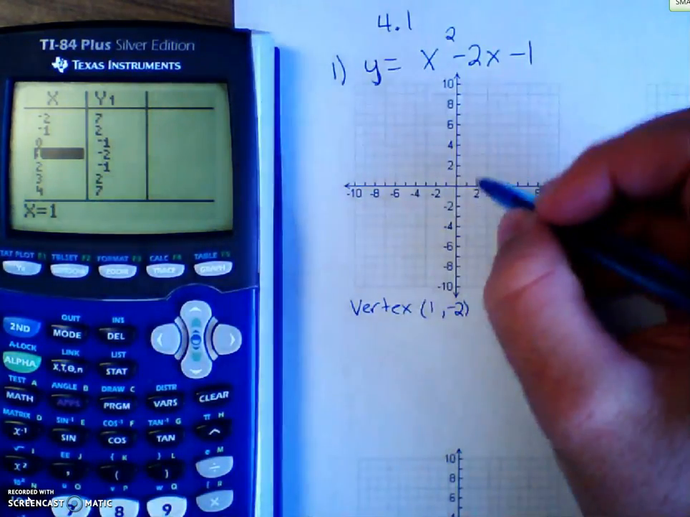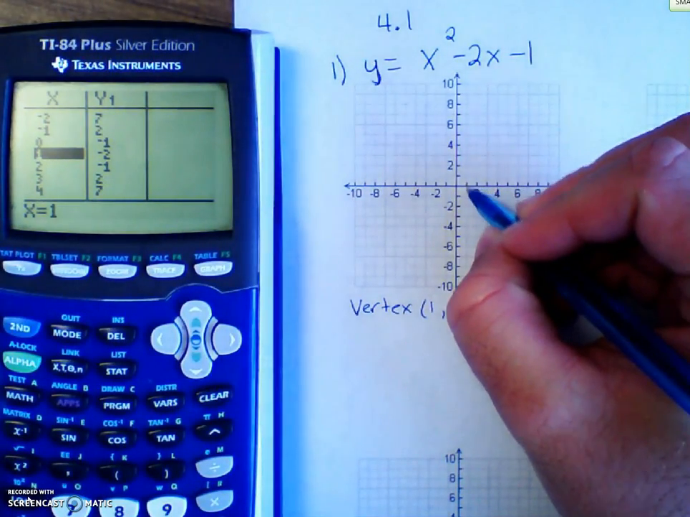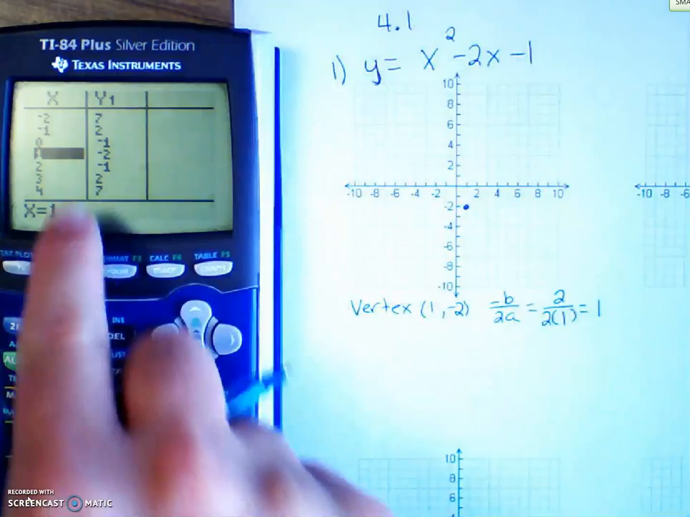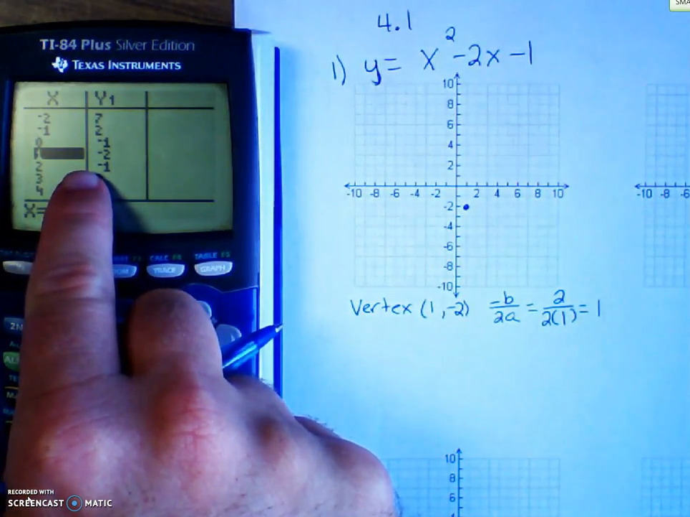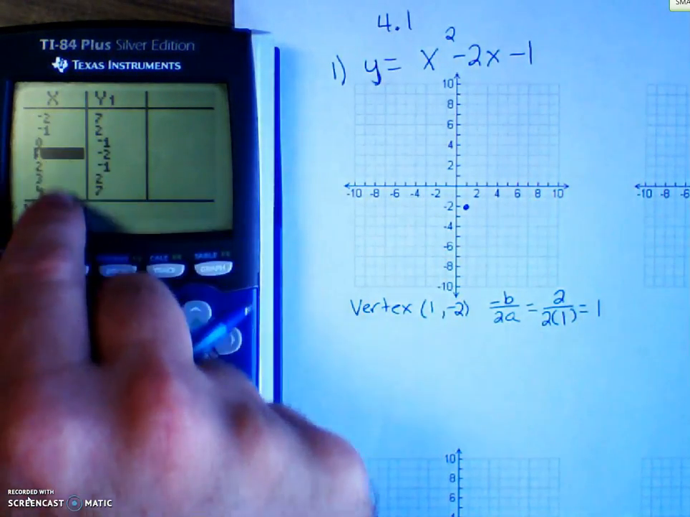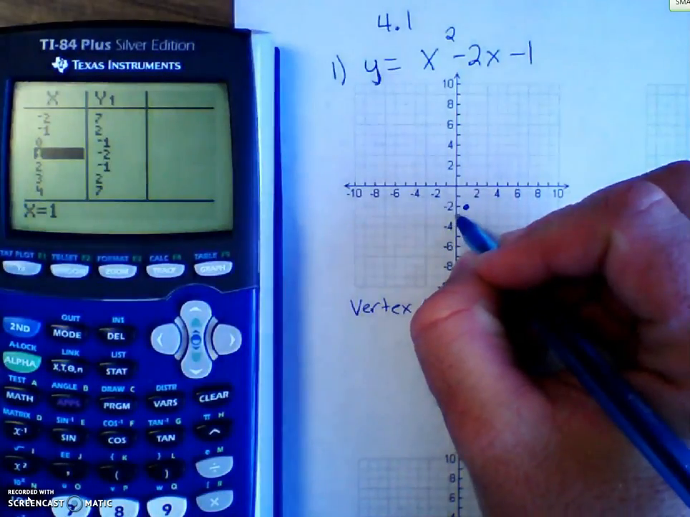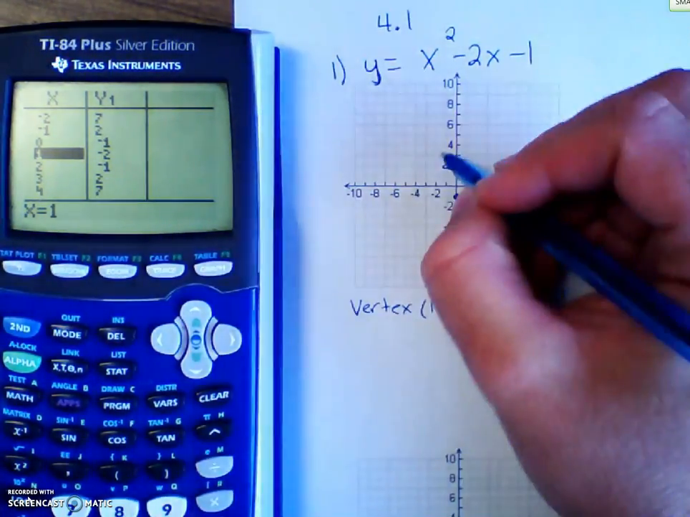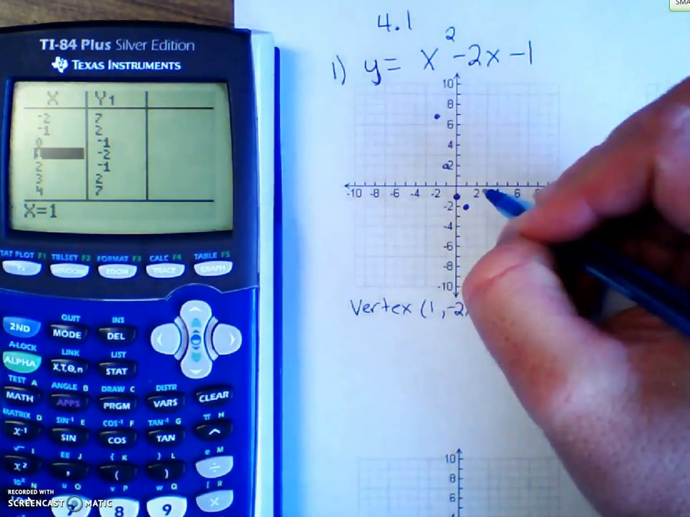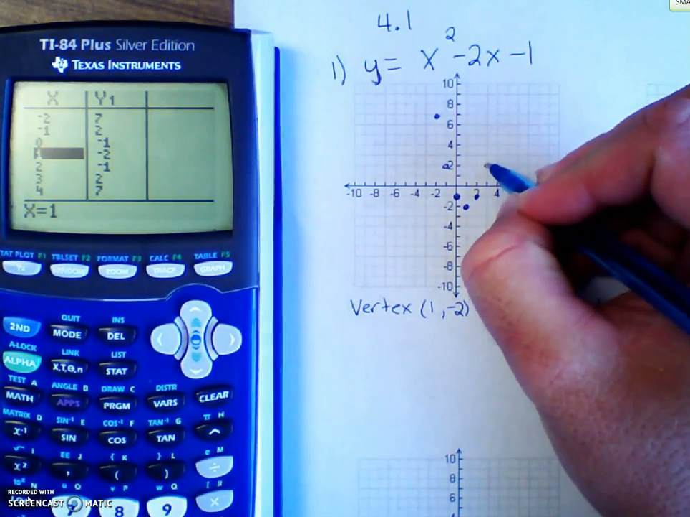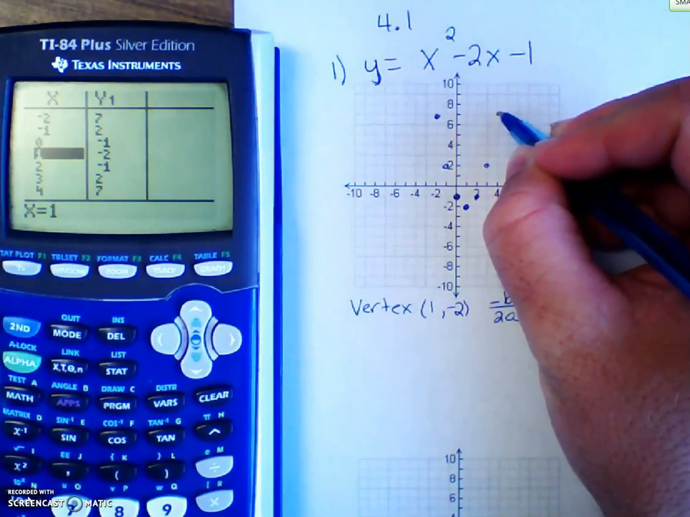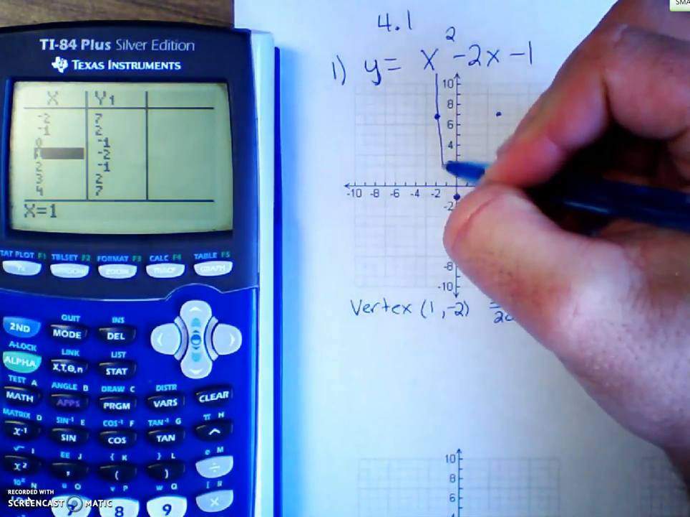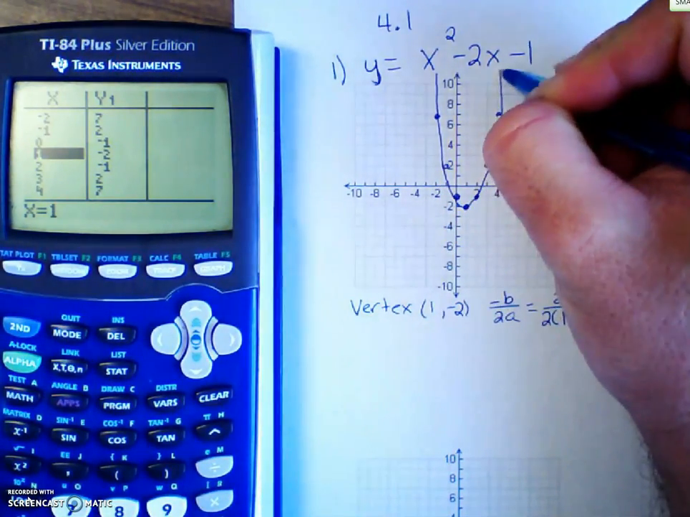And what you're going to do is you're going to plot 1, negative 2, which is right here. And you're going to plot however many numbers you can that surround it. So I want to plot the 3 points above it, 3 points below it. So 0, negative 1 is here. Negative 1, 2. Negative 2, 7. And that's going to be the same thing on the other side. It should be symmetric. And then you've got your U shape once you connect your dots.